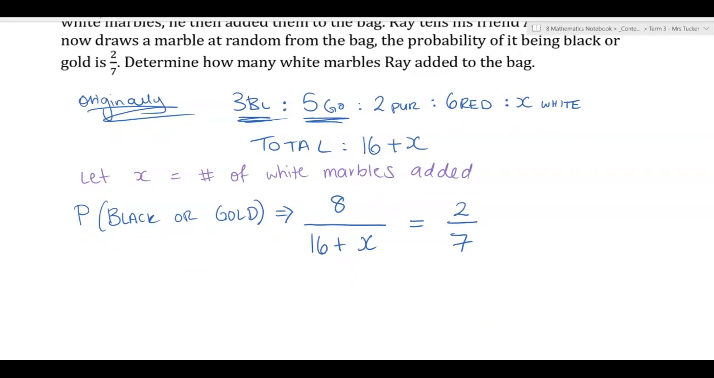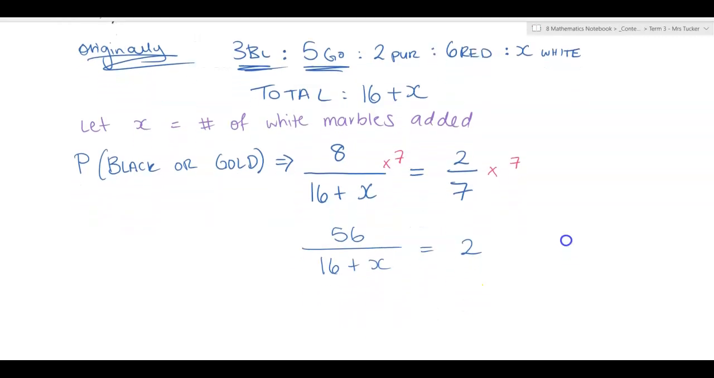Multiply the 2 sevens up to get 8 over. Okay, so we're going to multiply both sides by 7. That will work. We'll get rid of the 7. So we've got 56 over 16 plus x equals 2. And we're making some progress. We want to get x by itself. So what's next? Times by 16 plus x. Well done. And actually, guys, I'll do this step and then I'll show you the quick way to do it. 56 equals 2, and then I'd keep it in brackets 16 plus x.